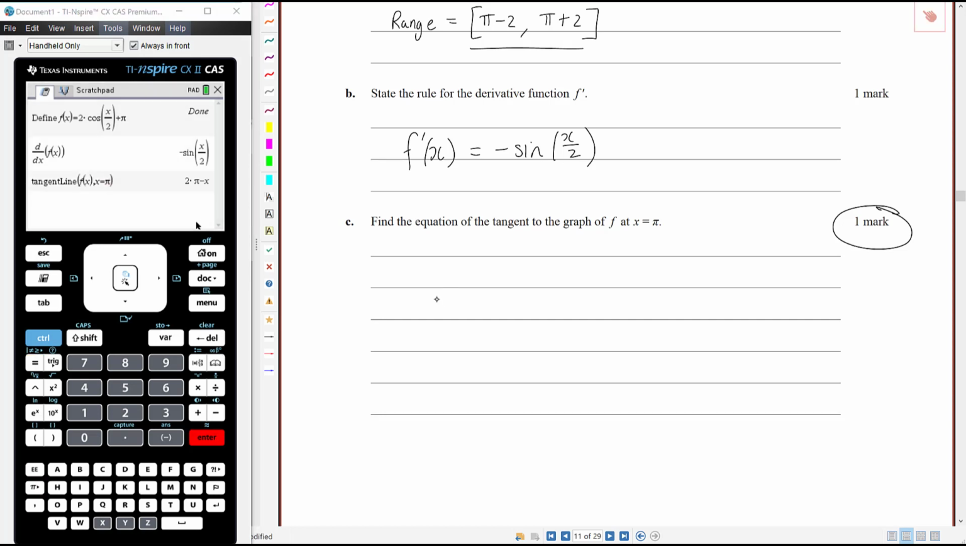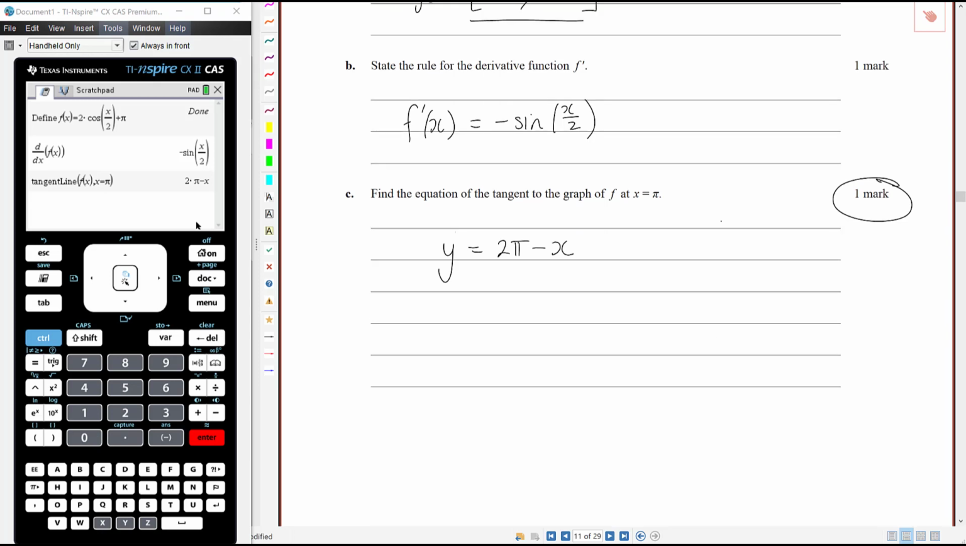Great. So the equation of the tangent, it has to be an equation, so y equals, don't just write down 2 pi minus x. y equals 2 pi minus x, or you might write that as negative x plus 2 pi. So gradient of negative 1, y-intercept at 2 pi. Okay, easy so far.